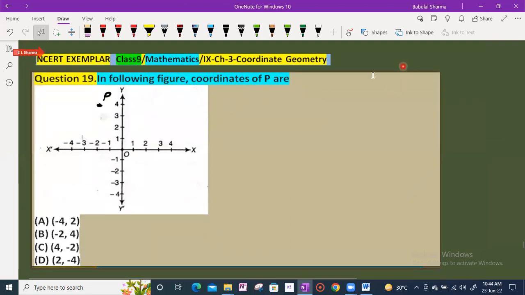Next question is on your screen. In the following figure, coordinates of point P are. This point is P. क्या coordinates हैं इसके? Draw the perpendicular from point P on x-axis. This is -2. So that will be x coordinate will be negative. Draw the perpendicular from P point on y-axis. That is 4. So the coordinates of point P will be -2, 4. So A is the correct option.